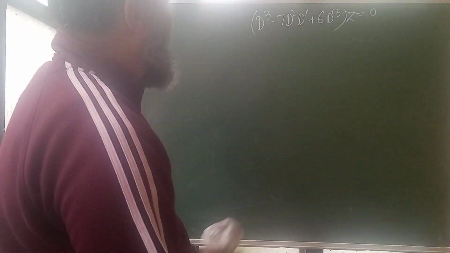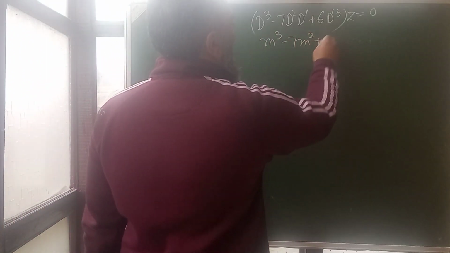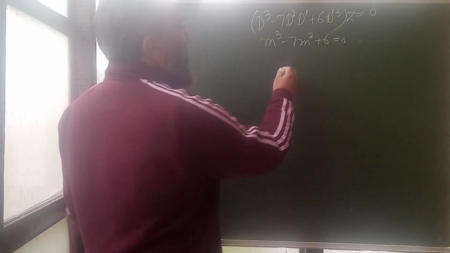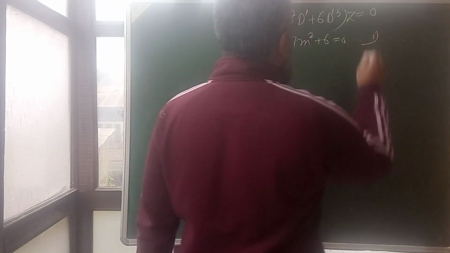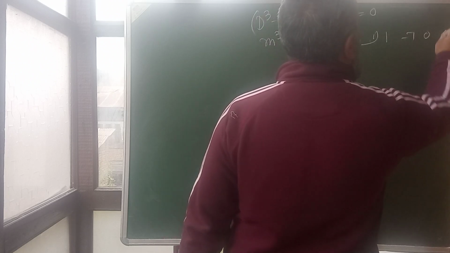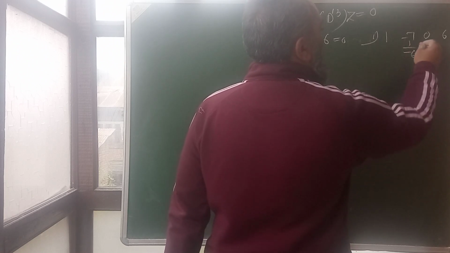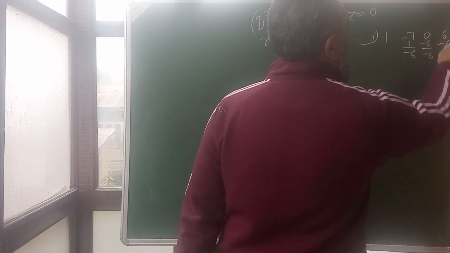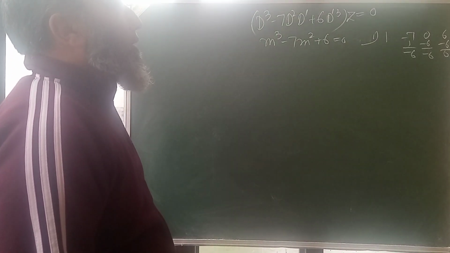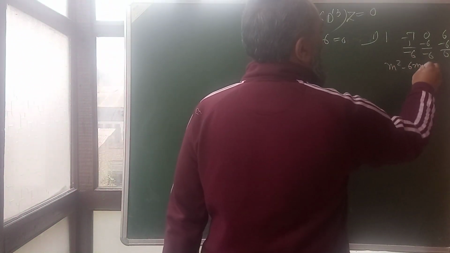So what is the auxiliary equation? m³ - 7m + 6 equals 0, replacing D by m and D' by 1. So what are the roots? See, m equal to 1 satisfies it. 1 minus 7 plus 6 is 0. So m² + m - 6 equals 0.